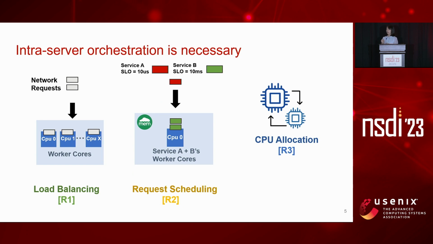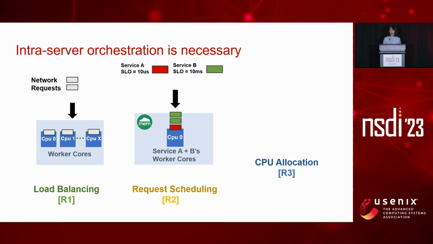The request scheduler identifies different request types and determines what order the requests should be processed by the worker core. For example, a memcached application might comprise 2 distinct services, where each service handles a specific type of request. The request scheduler would prioritize service A's requests as they have a much tighter deadline than service B. The request scheduler guarantees tail latency for critical workloads.